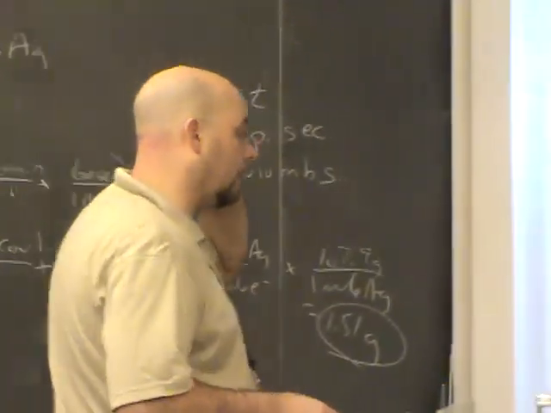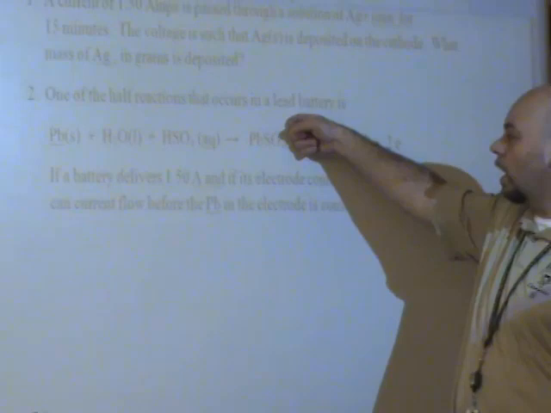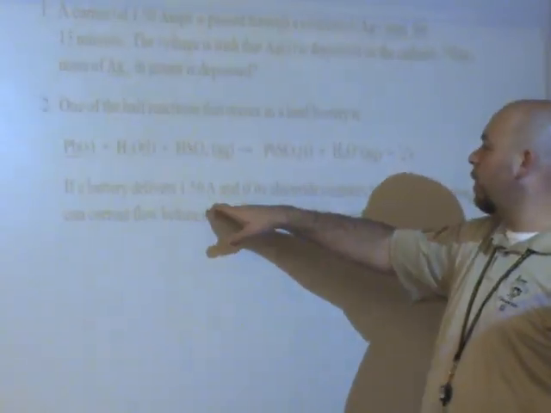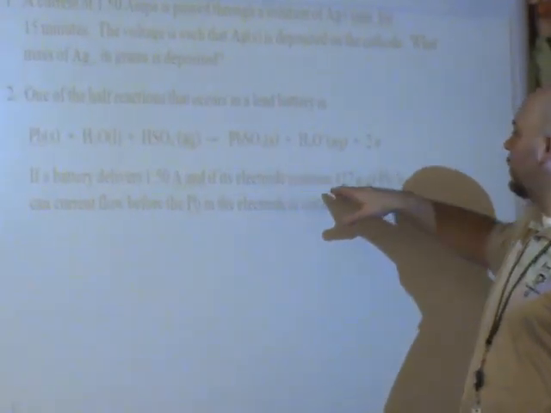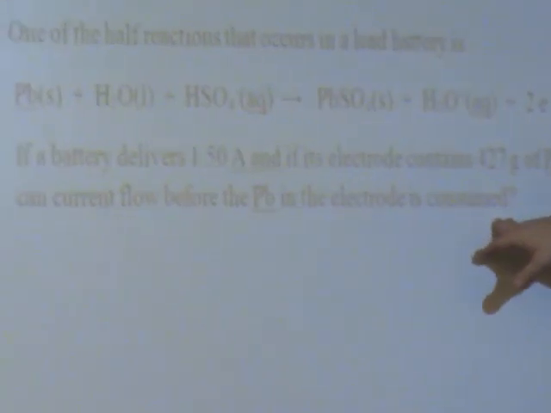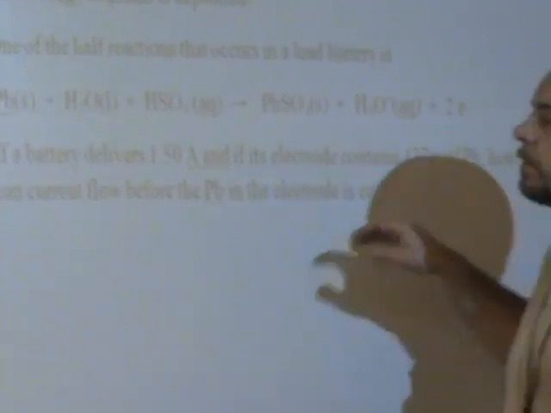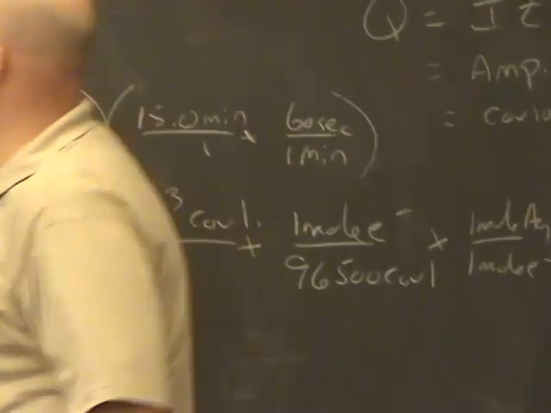Using that same idea, I have another problem that looks at a battery in your car. If the battery delivers 1.5 amps and its electrode contains 427 grams of lead, how long can the current flow before the lead electrode is consumed? So now I'm solving for time. Well, in order to solve for time, I need to know Q. Well, how do I know Q? I'm going to look at the grams of lead. So in this case, we're starting with the 427 grams of lead.